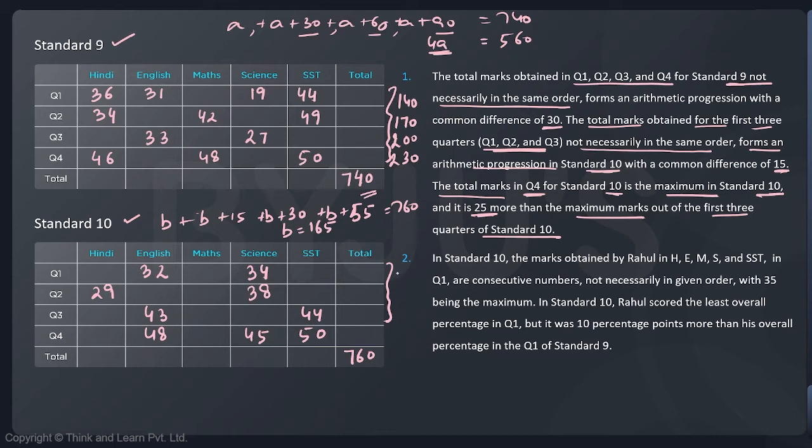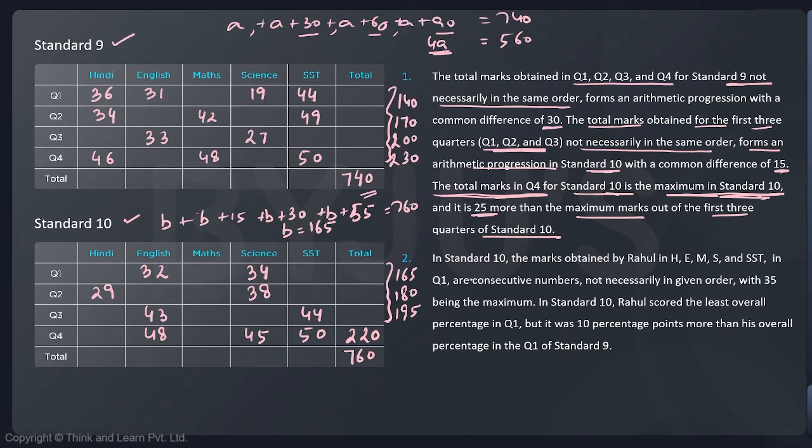So that means one of these scores is 165, one of these scores is 180, one of these scores is 195, and this score is definitely 220, because for quarter 4 it is maximum. It is already given that quarter 4 is maximum. This is written over here, right? That the total marks of quarter 4 for standard 10 is maximum in standard 10. So that way we know it is 220. About the other three we don't know, and here for any of the four we don't know. So these are the scores till now.